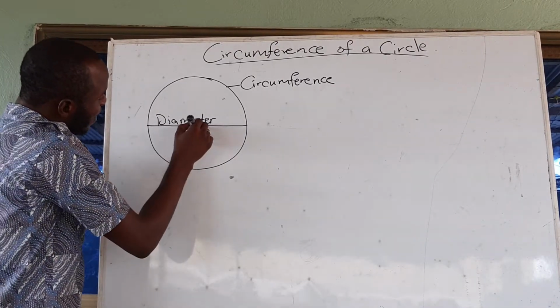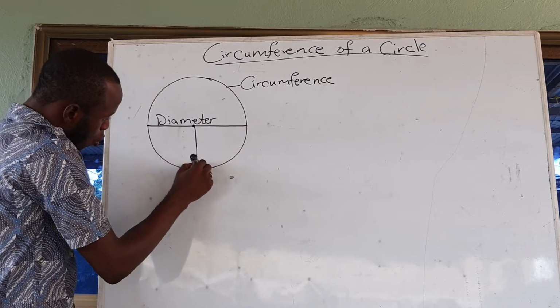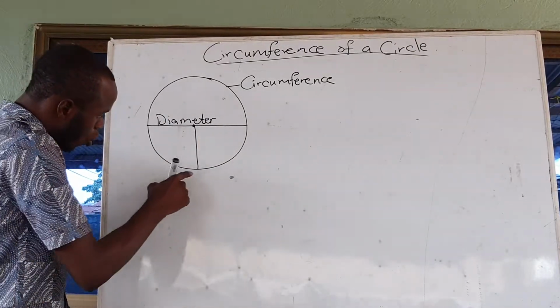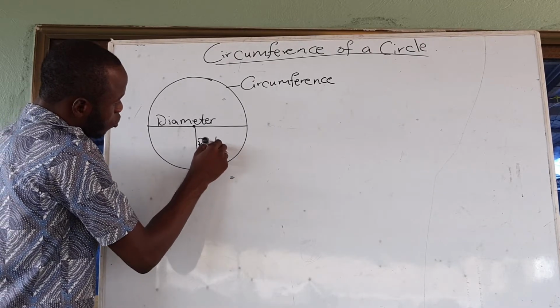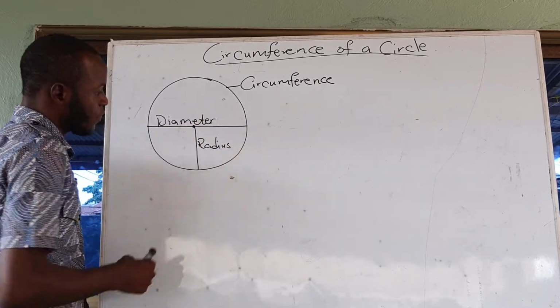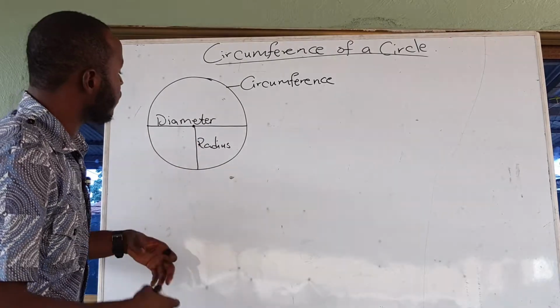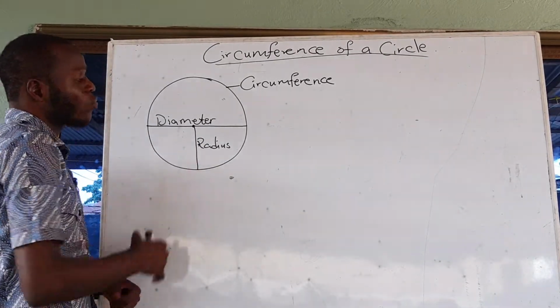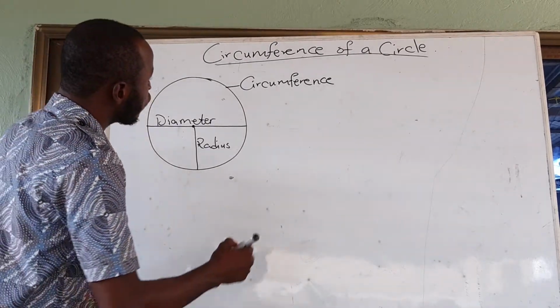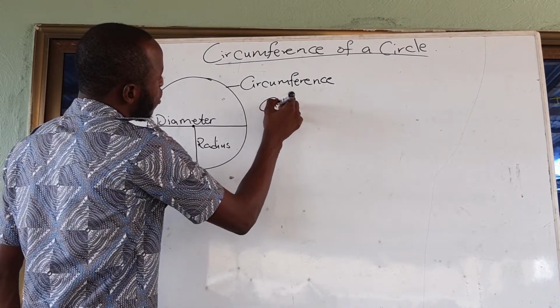And then the line that moves from the center to one part of the circle is known as what? The radius. So the radius of the circle, okay? If there is more than one radius, we call them radii, okay? But if it is one, we call it what? Radius.